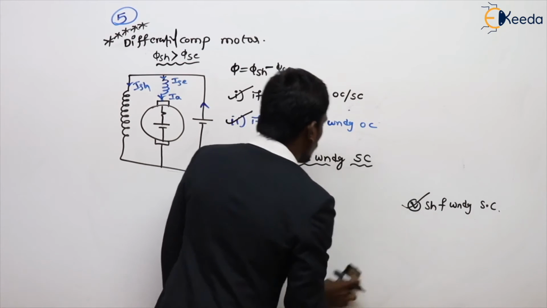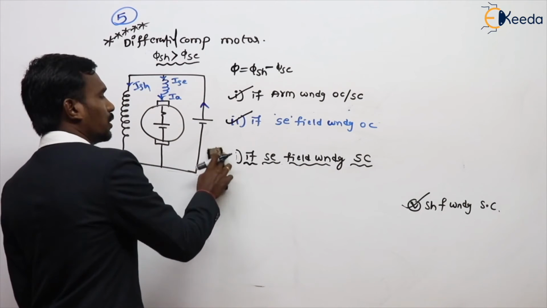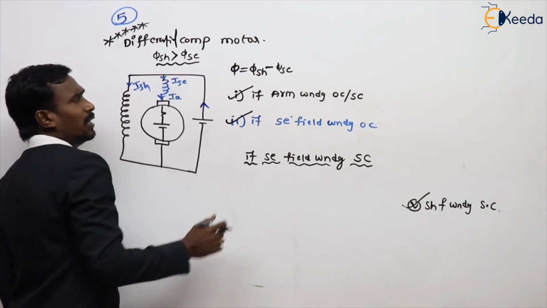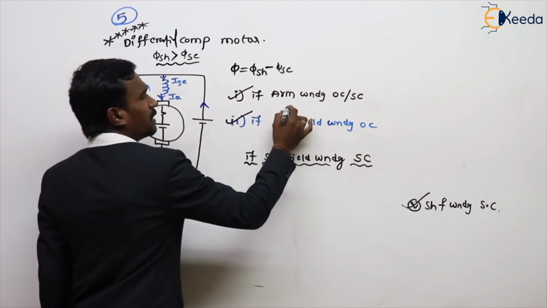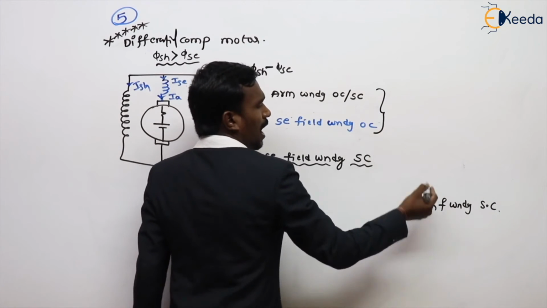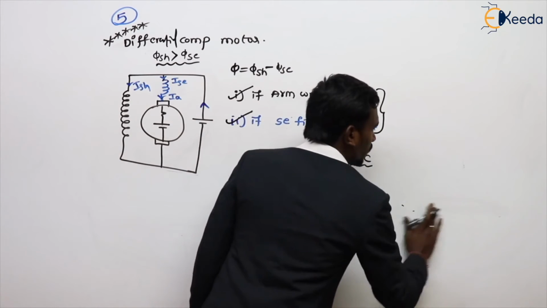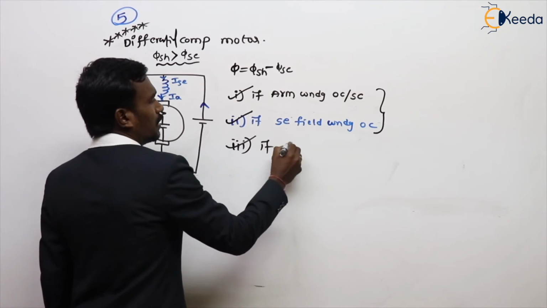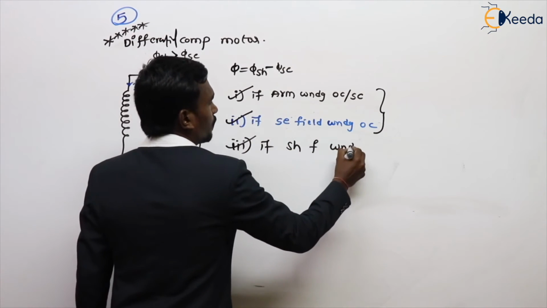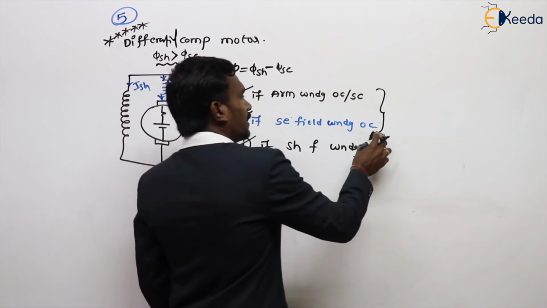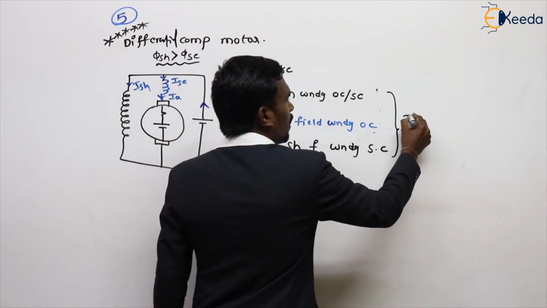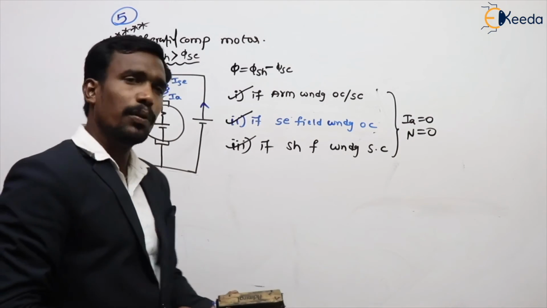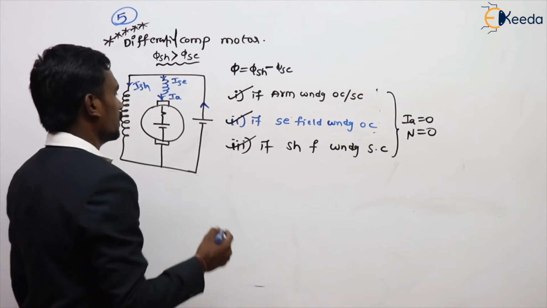armature winding is open circuited or short circuited, what happened? If the armature winding is open circuited or short circuited, if the series field winding is open circuited, in these two cases, and if the shunt field winding, this is actually the third, we have to take here. And the third case is, if the shunt field winding is short circuited, in these three cases, what happened? Armature current 0 and the speed 0, no analysis, maximum part completed. Now we have only two cases.